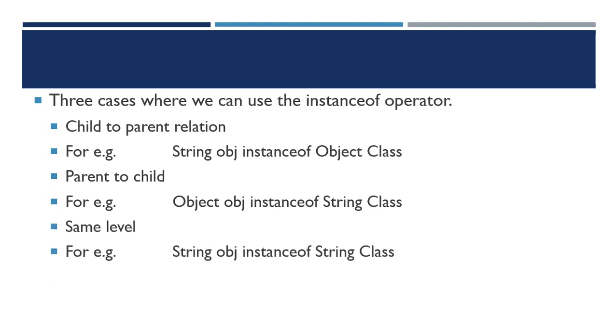The third case is on the same level, as we did. For example, I have an object of a particular class, and I want to check whether the object belongs to that class. In that case, we can use the instanceof operator. So these are the only three cases where we can use the instanceof operator. Other than that, we are going to get a compile time error. Always remember this.